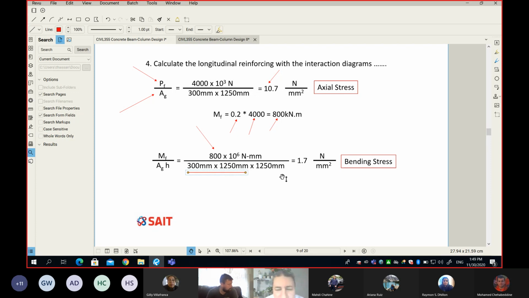I think Diego asked me last time: which dimension is the H? Is it the small or the large dimension of your column? Here is the answer. It is where the moment is acting. Always, the H is the dimension of the column in which the moment is acting. And if you remember, I said the eccentricity is happening on the strong axis, or the longer axis.